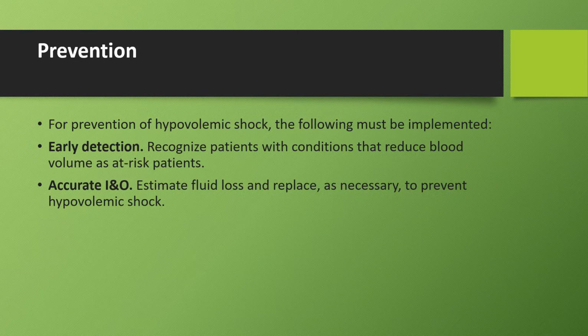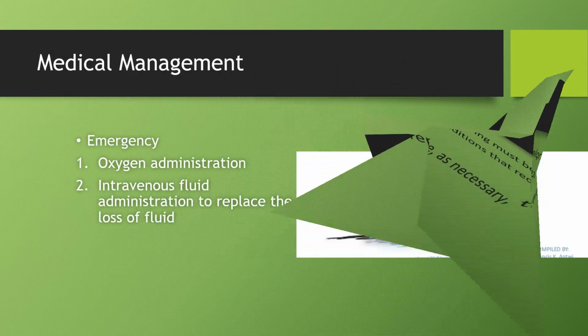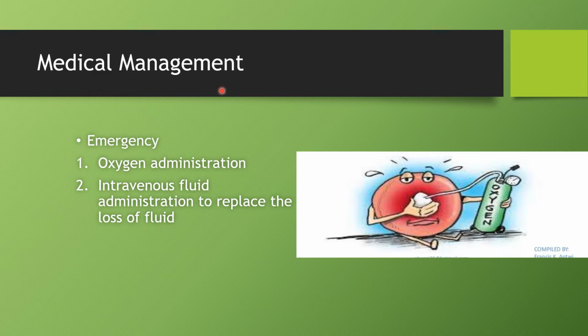Next one is medical management. How can we manage in an emergency situation? The first one is oxygen administration. The second one is intravenous administration to replace the loss of fluid. Suppose the patient has had an accident or some injury, or the patient is severely dehydrated, in those conditions we have to act in an emergency situation. First administer oxygen and IV fluids. It depends upon the physician's order.